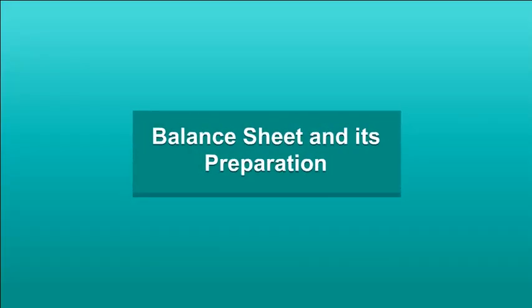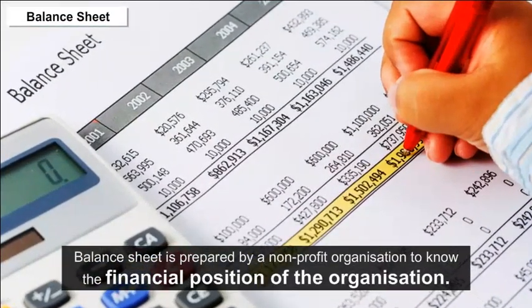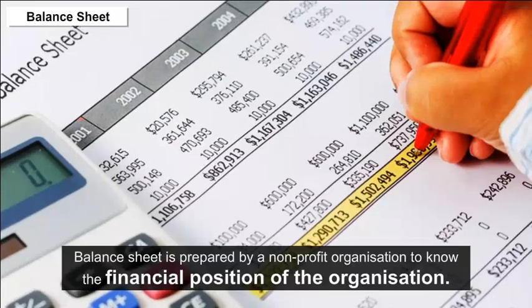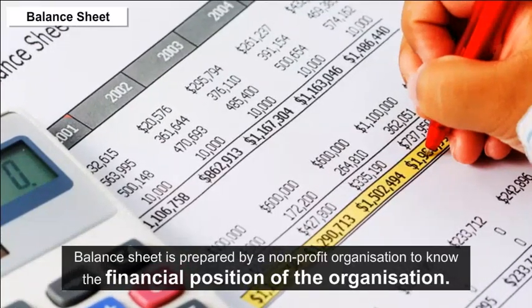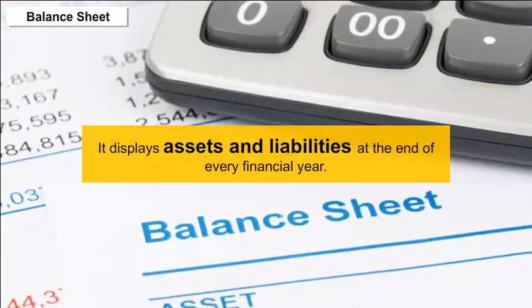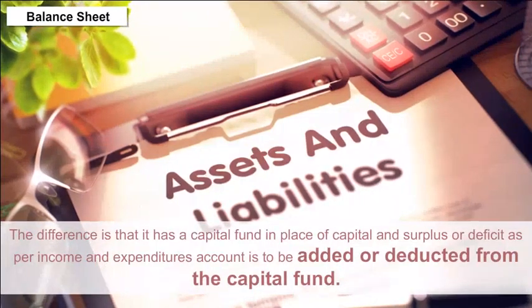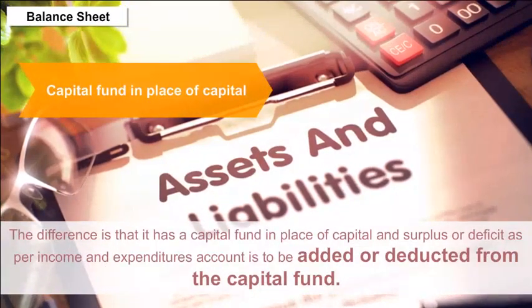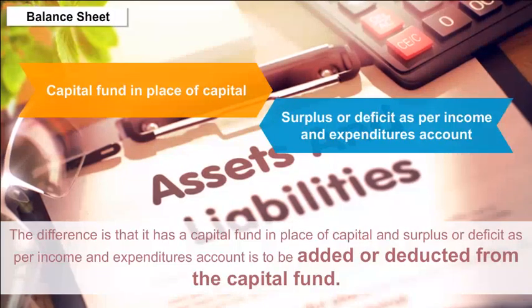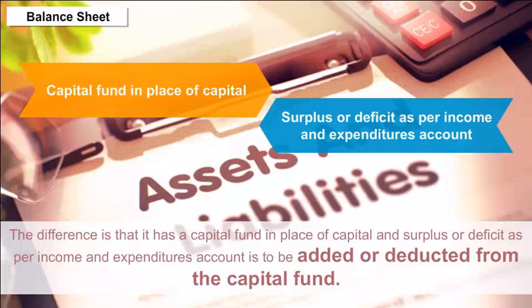Balance sheet and its preparation. A balance sheet is prepared by a non-profit organization to know the financial position of the organization. It displays assets and liabilities at the end of every financial year. Assets are displayed on the right side, whereas liabilities are displayed on the left side. The difference is that it has a capital fund in place of capital, and surplus or deficit as per income and expenditure account is to be added to or deducted from the capital fund.